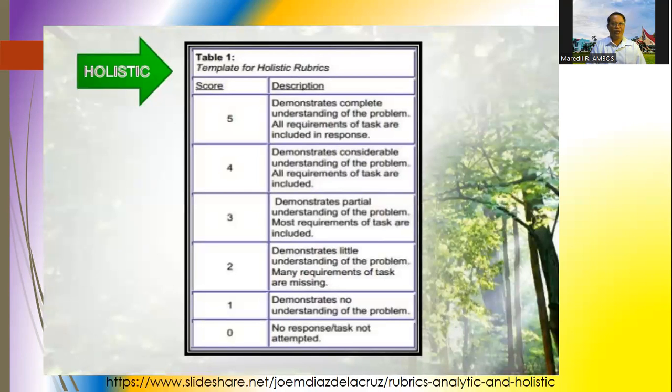Okay, here is an example of a holistic rubric that you can have. Supposing this is an activity, the highest score that the students can get is 5, with the description: demonstrates complete understanding of the problem and all requirements of the task are included in the response. Supposing there is no submission or no output, you will give 0 for no response or task not attempted. So if you notice, it's very simple to have a holistic rubric to be used for any activity or performance task that we have.